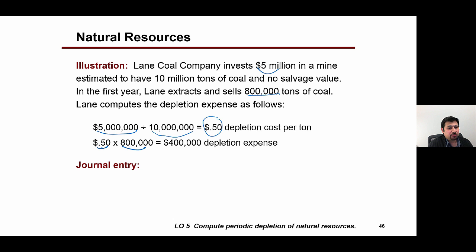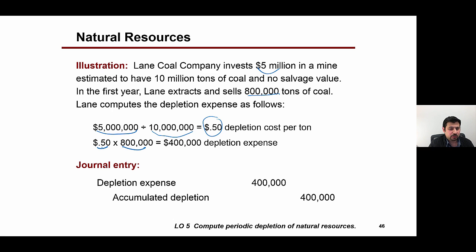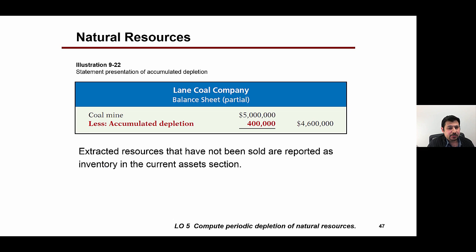In this case, the journal entry at the end of the year will be depletion expense 400,000, accumulated depletion 400,000. It's very similar to the units of activity method of depreciation, with the exception that this is depletion rather than depreciation. And the way it is presented on the balance sheet, once again, you have the asset here. It's the coal mine less accumulated depletion.